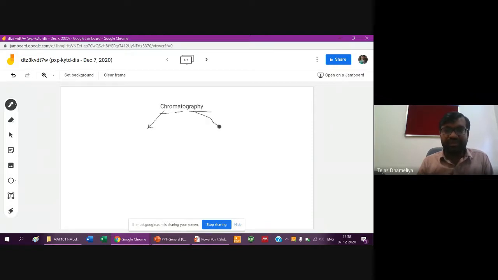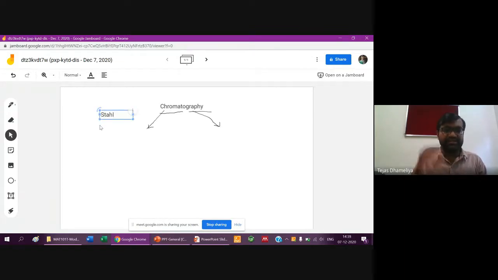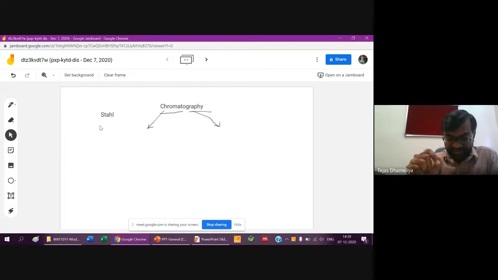Chromatography was previously studied by one of the scientists whose name is Stahl. Stahl is the pioneer of these chromatographic techniques. If you refer to Pharmacognosy by C.K. Kokate, you will come to know the name of this scientist, who first of all gave us chromatography. He also wrote his book, which is available, on this chromatographic technique.